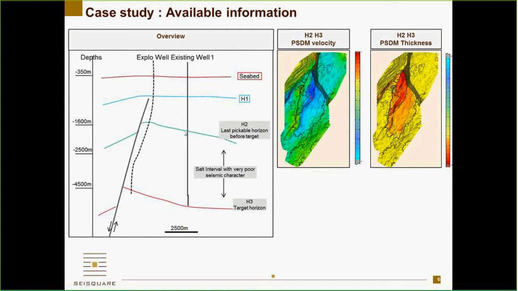In this section, you have the 4 different layers: the seabed, a shallow layer, and 2 layers that define a salt interval with very poor seismic character. And the target horizon is below this salt interval. You have the existing well, the only one that is reaching the target horizon, and you have an exploration well that is just below a fault.